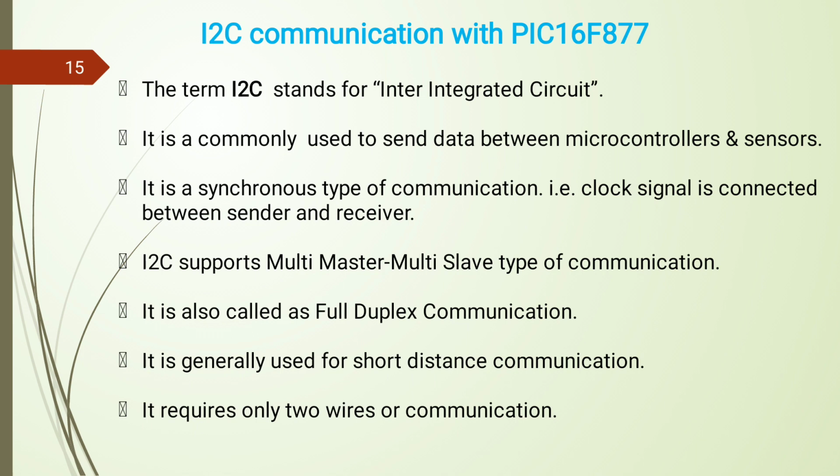That is, masters are more and slaves are also more. In case of SPI, only one master is there and slaves are multiple, but in I2C, multi-master communication is also possible in a single circuit. And generally it is used for short distance communication, and it requires only two lines or two wires for the communication. Instead of that, in case of SPI, a minimum of four lines are required, and after that, as the number of slaves increases, the lines are increased again.